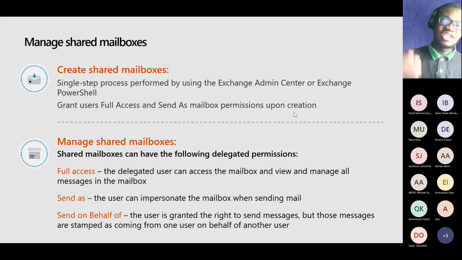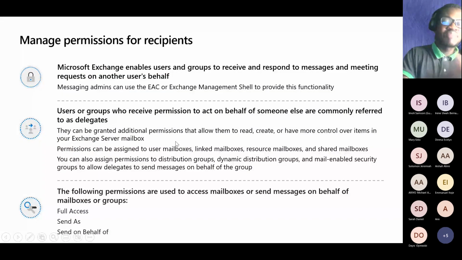Like I said, the shared mailbox is for a group of persons, either two or more. For those user accounts to be able to access the shared mailbox, there's what we call permissions. We have three of them: full access, send as, and send on behalf permission. So we would also look at permissions for recipients, basically for the shared mailbox.